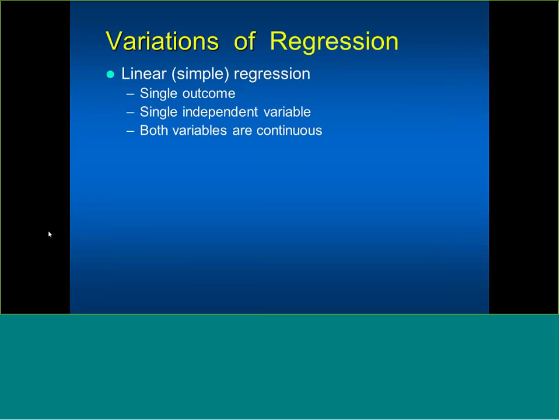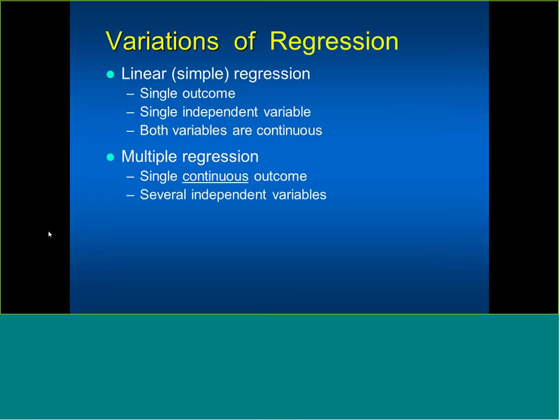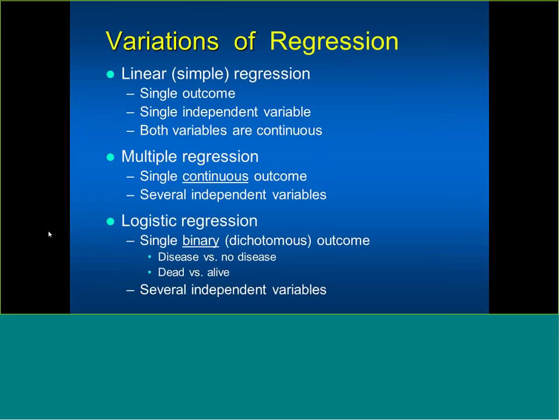So a simple linear regression is one outcome, one independent variable, and they're both continuous. A multiple regression analysis has a single continuous outcome, but I'm going to throw several independent variables in the model. And a logistic regression, which is used a lot in medicine, so you should pay attention to this because you are very likely to use this, is used when you want to predict a binary outcome.